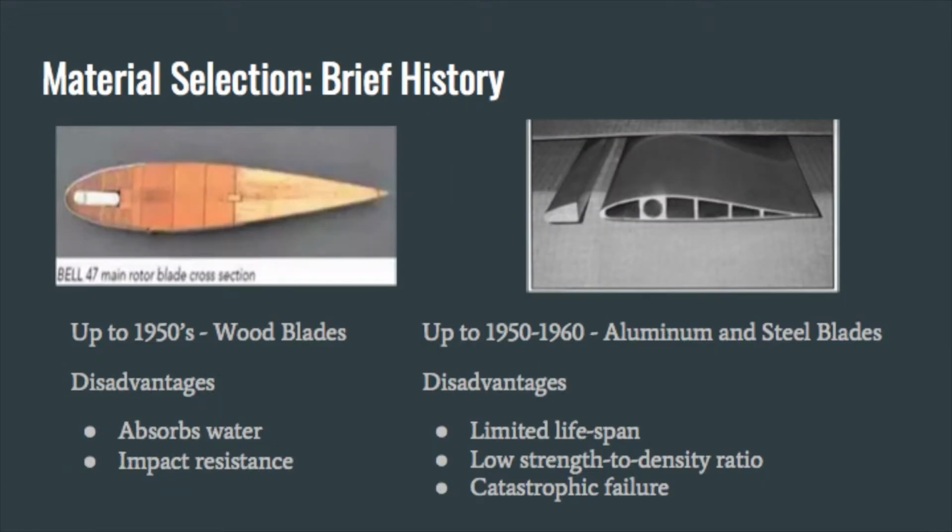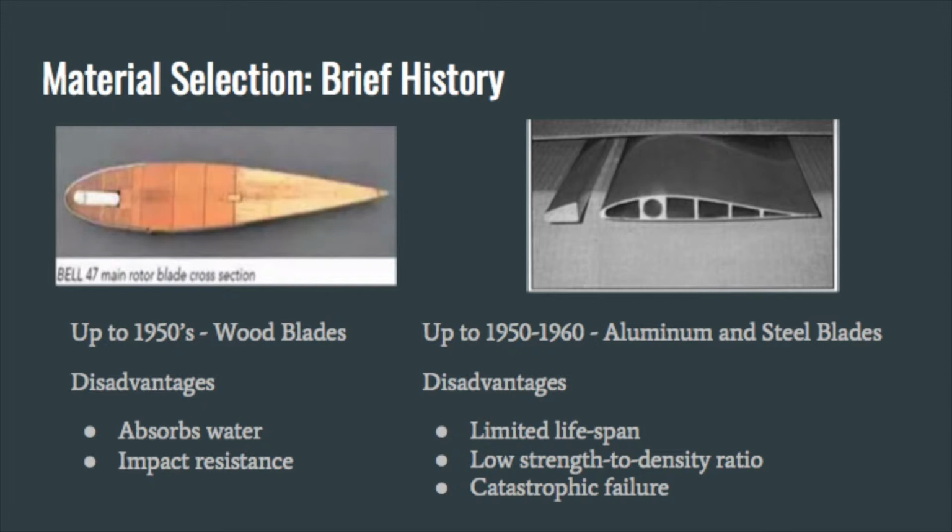In order to understand what materials were selected for our helicopter blades, we needed to look at a brief history of the material selection overall. Up until the 1950s, wood blades were mostly used in the spar and ribs of several different types of woods with a fabric skin covering. These materials tended to absorb water.